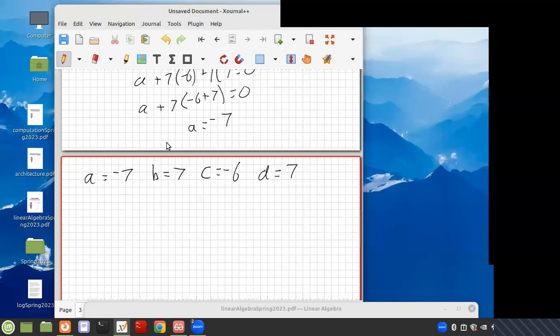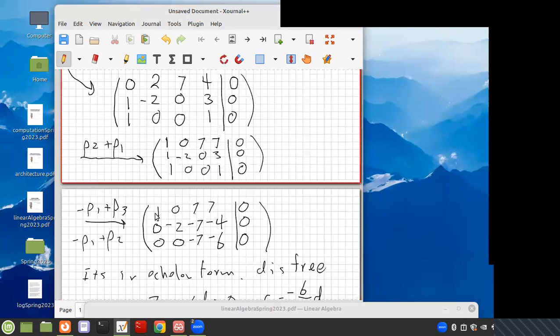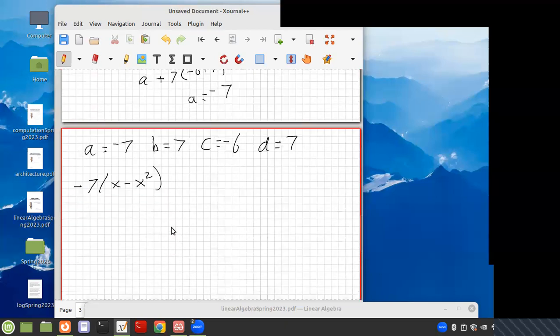So I'll have here minus 7 times x. Is it minus x squared or plus x? It's plus x squared. Okay. Then it'll be plus 7 for b. And this one is 2 minus 2x, right? Yeah. Then you have plus 7 times minus 6 times 7, plus 7, and this one is 4 plus 3x plus x squared, right? Is this correct? Yeah. Okay, and this equals 0.